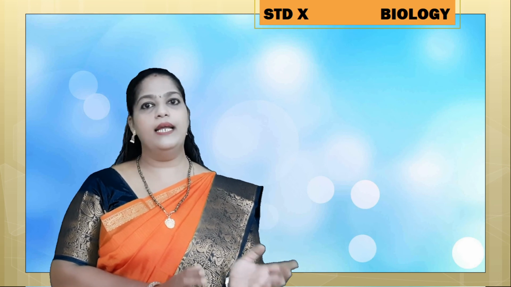So what's the difference between neuron and nerve? Neuron is a single nerve cell, whereas the nerve is a group of nerve fiber or group of axon. So bundle of axon is called nerve. A single axon with the related part is called neuron. I hope it is clear.